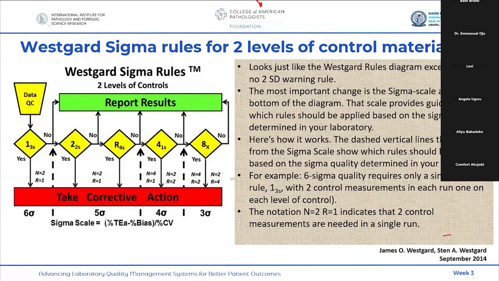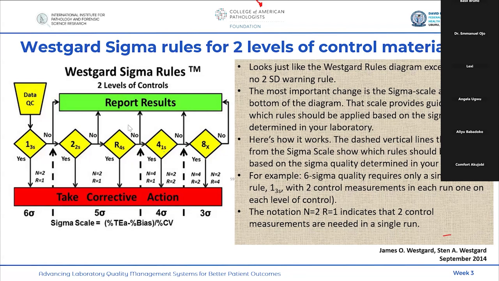Now, if the lab is on 5 sigma scale, then you need more than one. You'll be starting from 1,3S, going to 2,2S, and going to R4S. When the R4S rule is not violated, you report your results. If it is violated either at 2,2S or at R4S, you need to investigate and take corrective action. So for 5 sigma, you need more rules. Now, for 4 sigma level, you even need an additional rule of 4,1S. And then when it is 3 sigma, of course, you need up to about 5 different rules. So this is your QC data subjected to different rules.